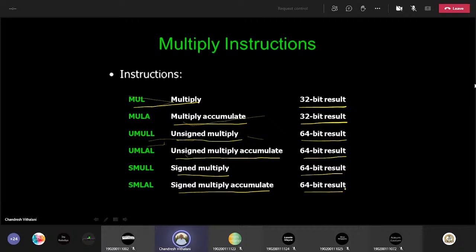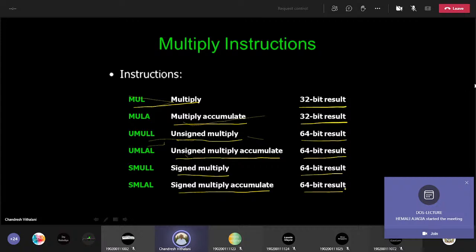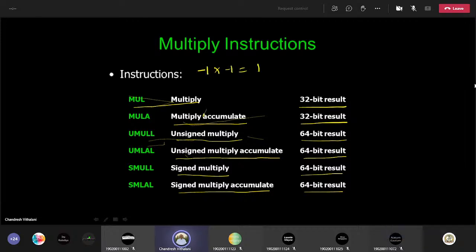If you perform unsigned multiplication, the sign will not be taken care of. If you perform signed multiplication, then the sign will be taken care of. That means if you, let's say, multiply -1 into -1, the result should be 1, right? But -1 in binary, looking at 8-bit positions, is represented as FF. So FF multiplied by FF will become 1 if you are performing a signed multiplication.